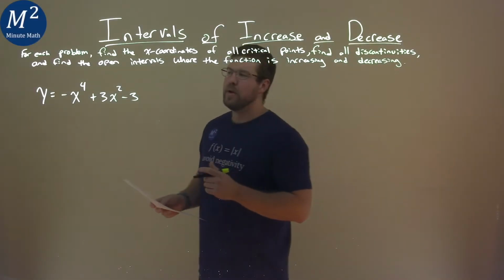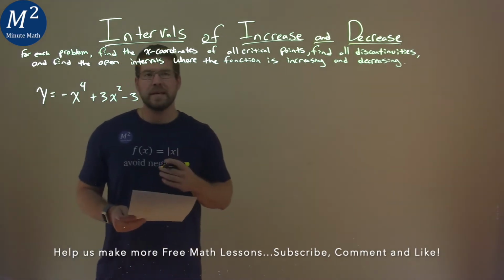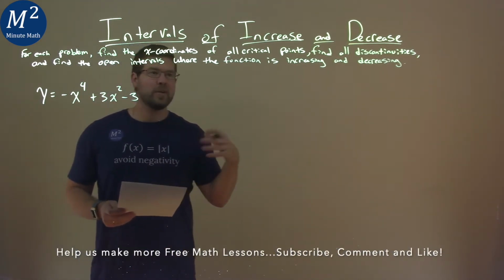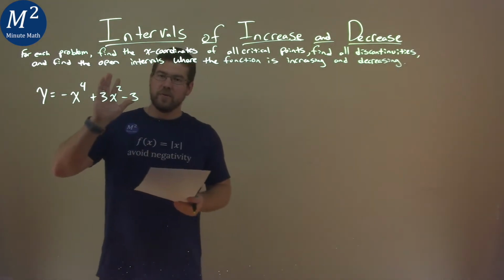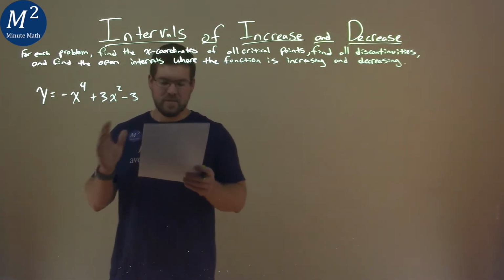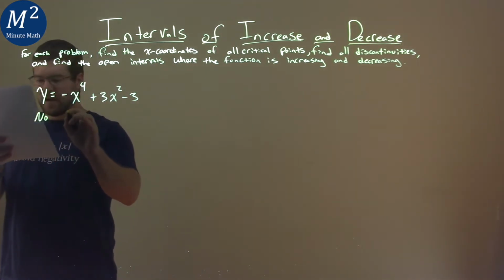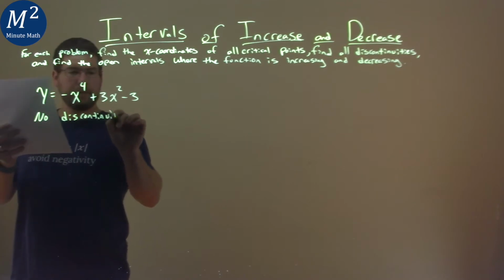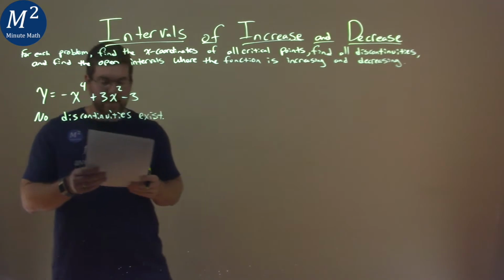We're given this problem right here. Y equals negative x to the 4th power plus 3x squared minus 3. And we've got to find the critical points, where the function has discontinuities, and where the function's increasing and decreasing. Well, luckily for us, right off the bat, we have a basic polynomial function. And so what that tells us is that we're continuous everywhere. So no discontinuities exist. We can get that right off the bat here.